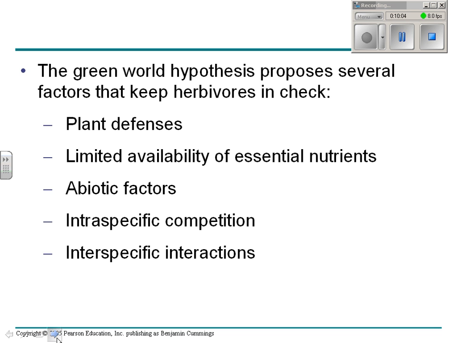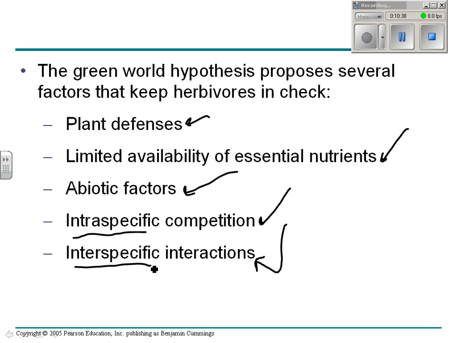So we talked about primary production, but what kinds of things keep herbivores from just exploding and taking all of the plants? Well, lots of things. The fact that plants can defend themselves, the fact that there are certain nutrients they can't get just by eating plants, or that where they are, they might not get the right nutrients, climate, and other abiotic conditions, competition between the herbivores, and competition between the herbivores within species, that they're all trying to eat the same thing, and then competition with other species. It's called the green world hypothesis.